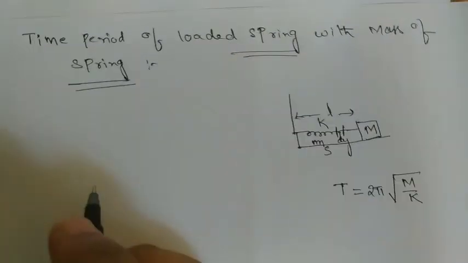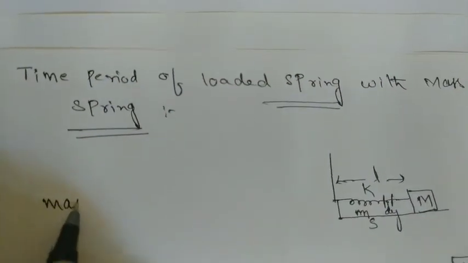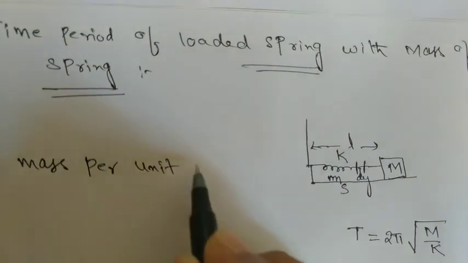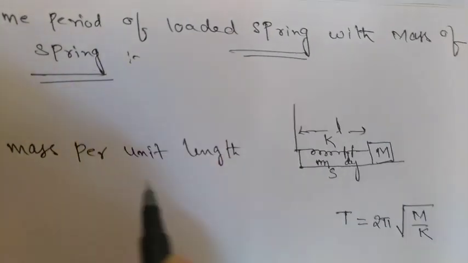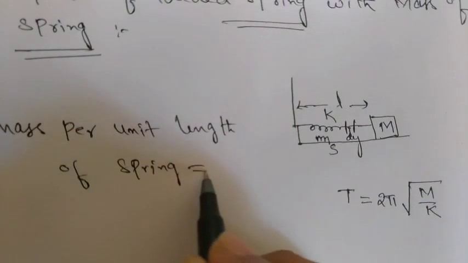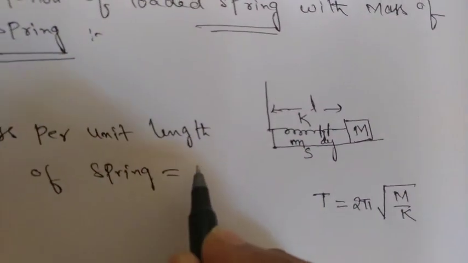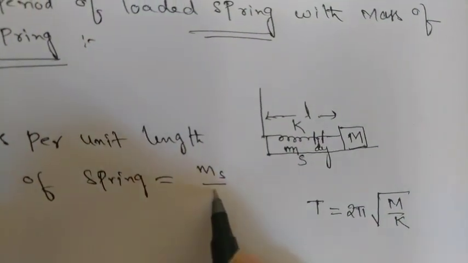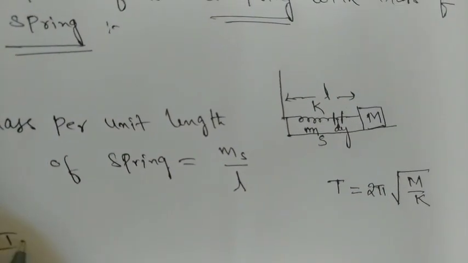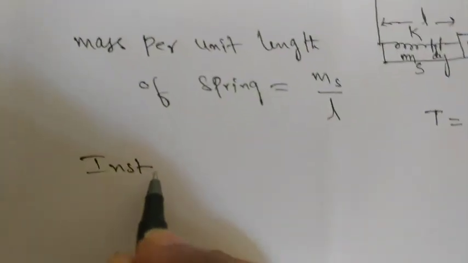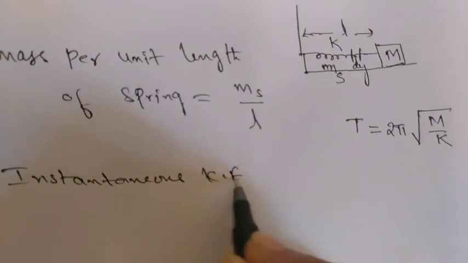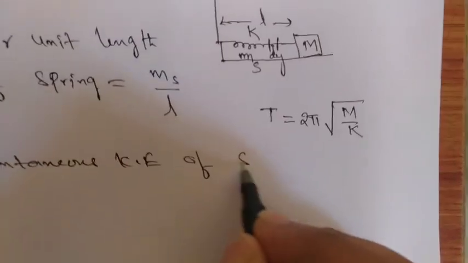So what is the mass per unit length of the spring? Total mass is ms, total length is L, so the mass per unit length becomes ms by L. Now I am calculating the instantaneous kinetic energy of the spring.